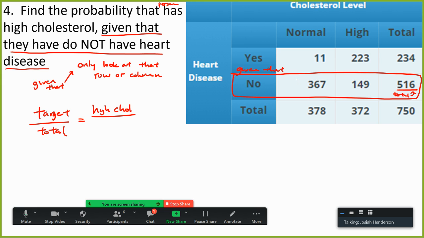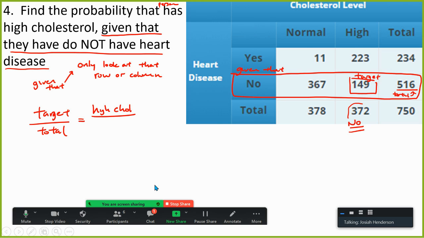And the high cholesterols, we're not going to take the total number down below. No, do not take this one because that's including this 223. That's including people who have heart disease. And we don't want people who have heart disease. So we're only looking at the 149 for our target. So when you see given that, I want you to focus just on that row or column. Nothing else matters for that question if it's a given that question.